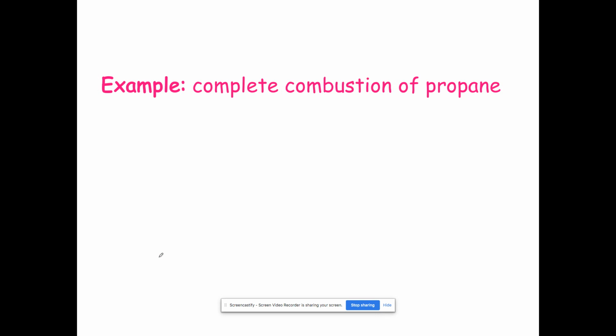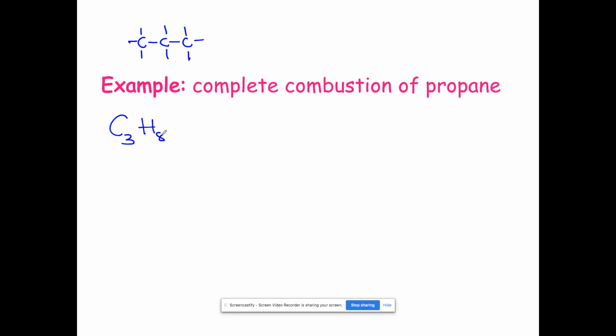So what would be the complete combustion of propane? Now we know what propane is. Meth, eth, prop. That means C3. Well, how do I figure out how many H's there are? Two ways. One, you could draw it: 1, 2, 3, and fill in all the H's. 1, 2, 3, 4, 5, 6, 7, 8.